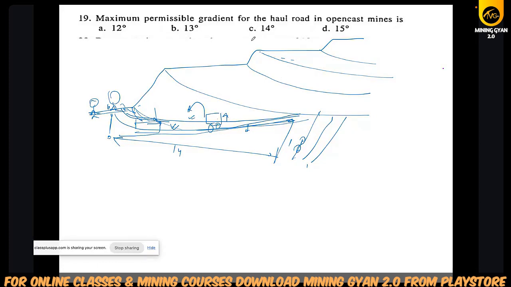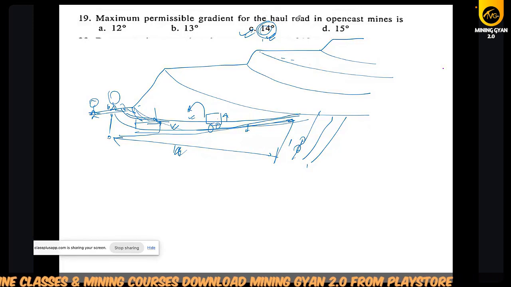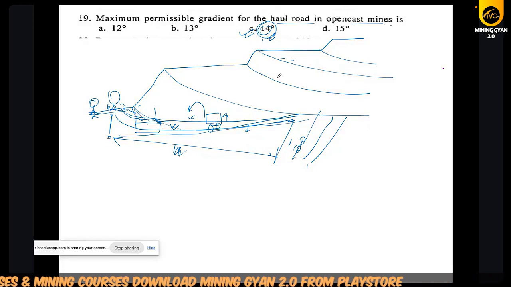Okay, so it should be maximum 14 degrees. The more it is, so it is 1 in 10 or 1 in 14. So here they have given the 14 degrees. So the maximum permissible gradient for the haul road in an open cast mine should be 14 degrees.